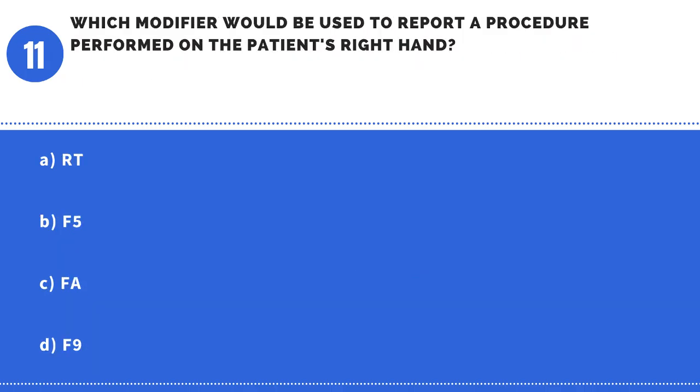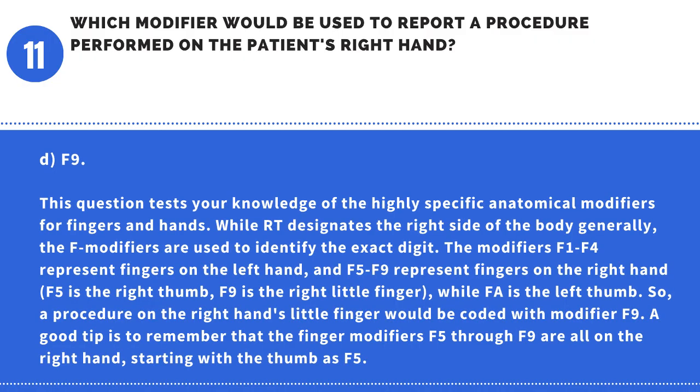Question 11. Which modifier would be used to report a procedure performed on the patient's right hand? A. RT. B. F5. C. FA. D. F9. Answer: D. F9. This question tests your knowledge of the highly specific anatomical modifiers for fingers and hands. While RT designates the right side of the body generally, the F modifiers are used to identify the exact digit.